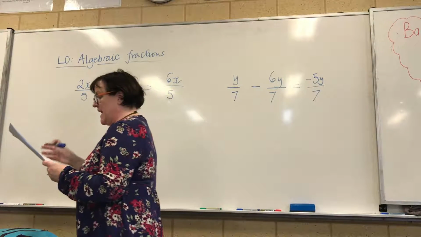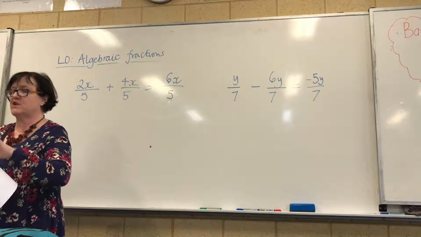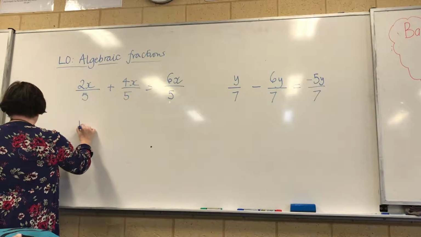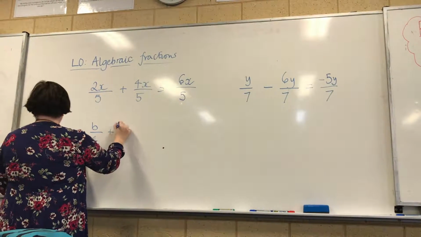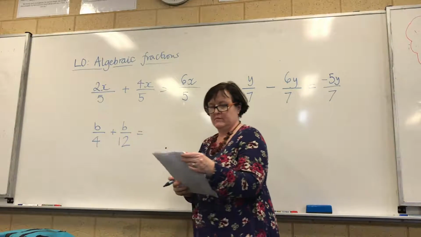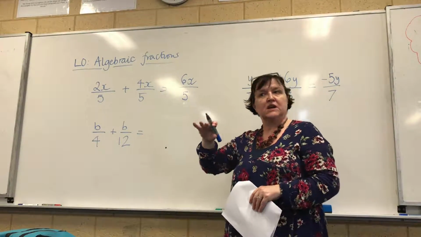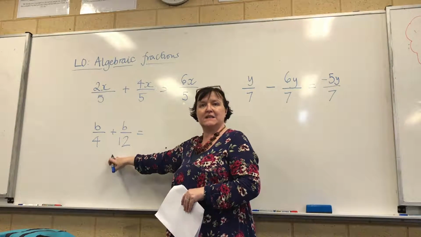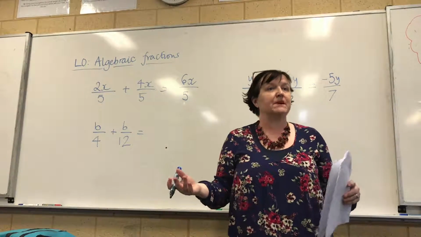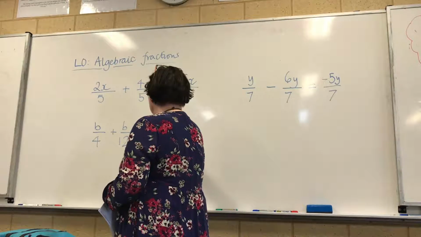Okay. Now, when it gets a little bit more complicated is when your denominators are different. So let's have a look at this one. We've got b over 4 plus b over 12. So what is the lowest common denominator of 4 and 12? What will my new denominator be, Jasmine? 12. 12, yeah. So my new denominator will be 12.